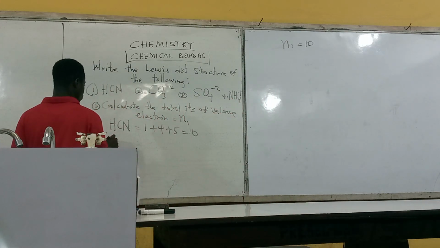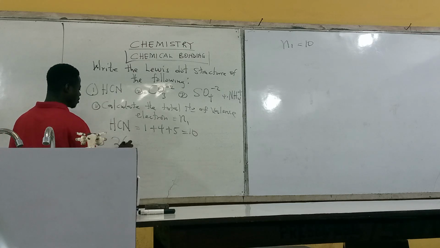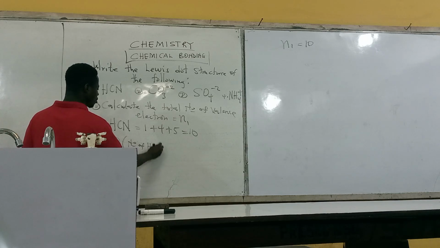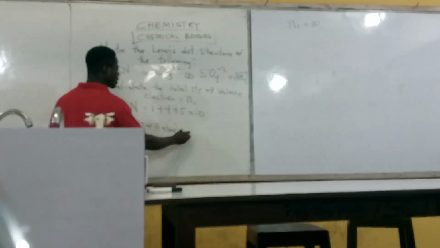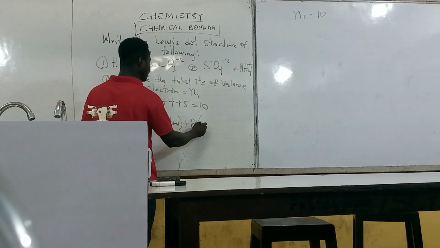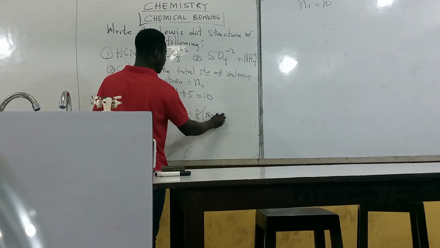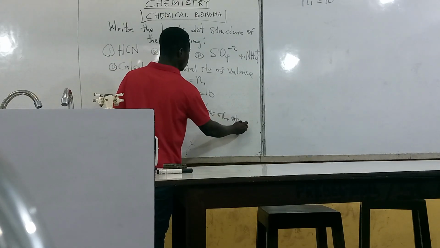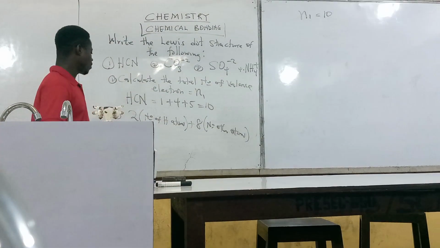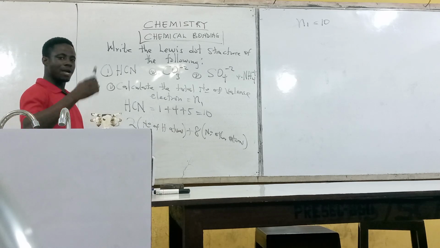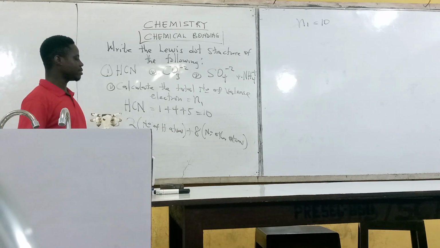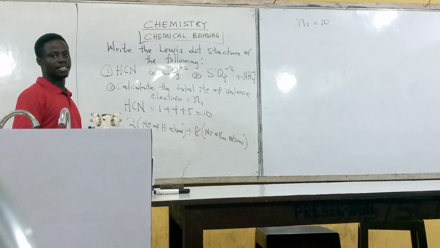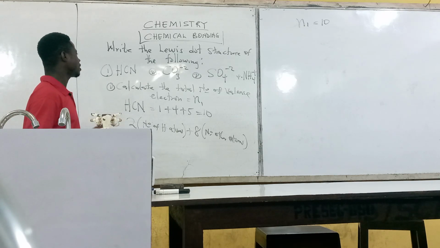With my N2, we are using the formula: 2 times the number of hydrogen atoms plus 8 multiplied by the number of other atoms. So that is the rule. 2 multiplied by the number of hydrogen atoms plus 8 times the number of other atoms. Here we are dealing with atoms and not elements. Take note, there's a difference between atom and element.